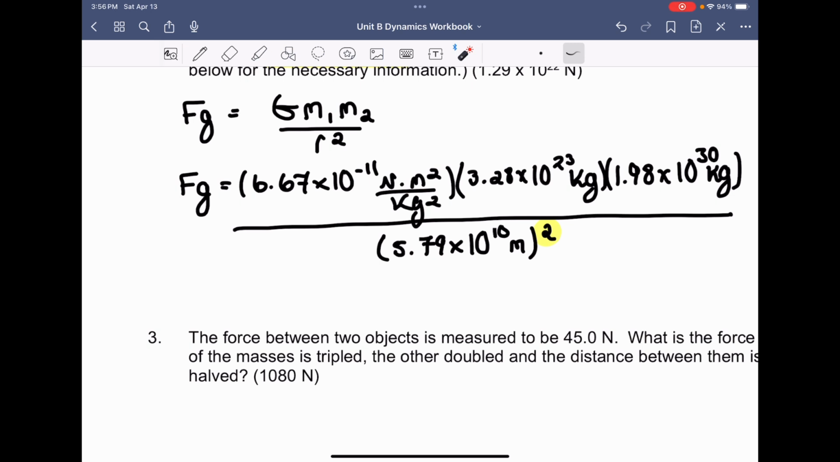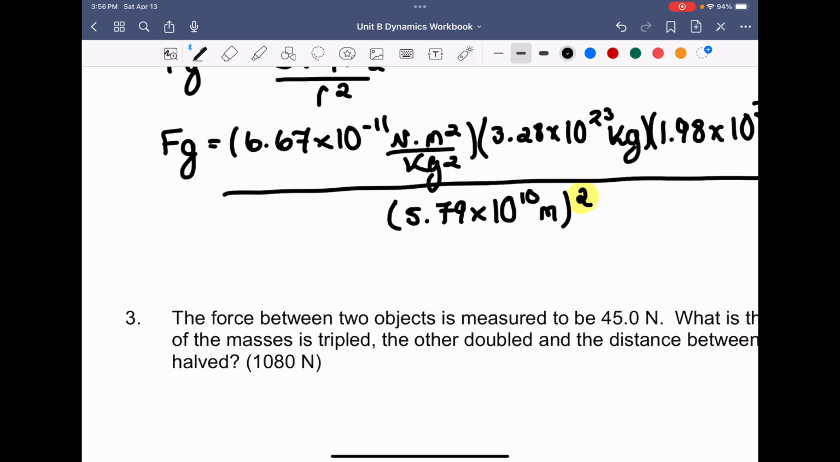Once you plug in all your numbers, you've done the exponent here, here, here, and here. Make sure this squared is here, because it's going to affect your value a lot if you don't have it there. Now, plugging this all into your calculator, what you're going to find is the force of attraction between these two things.